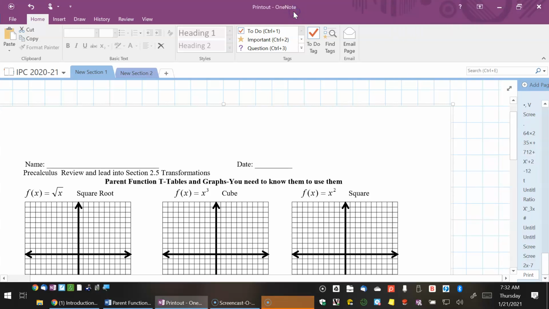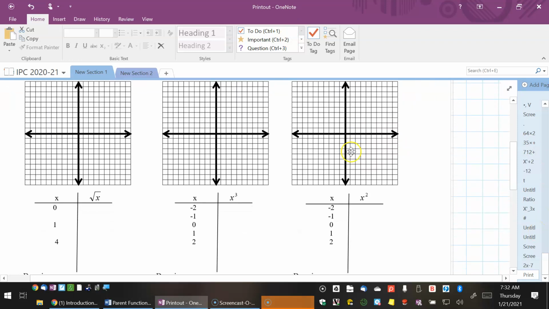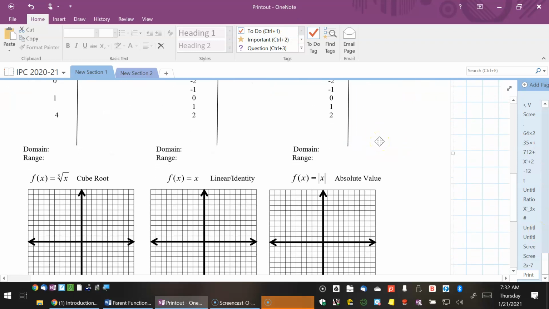And here we go. What you see in front of you on this worksheet are the 6 different types of starting points that we'll be using this unit. Okay? 6 different types of functions.